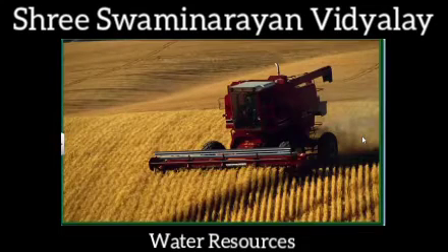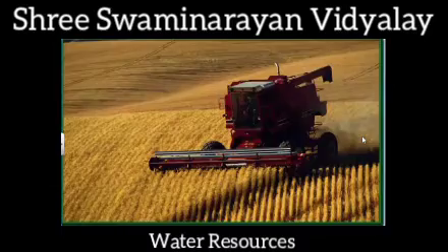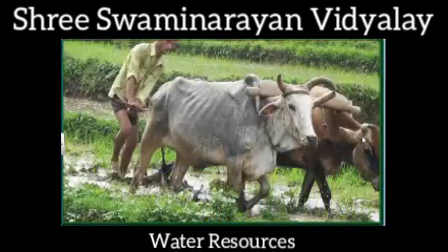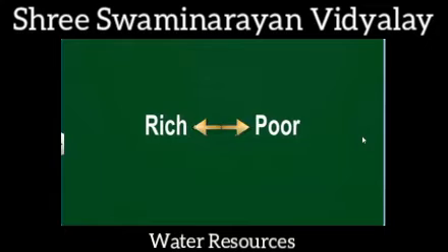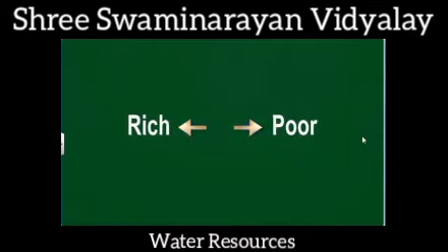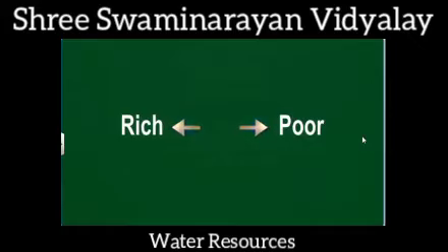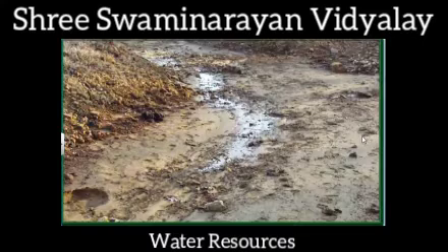Major benefits of large multi-purpose projects go to big landowners and industrialists, while the local, poor, landless people have little to gain. This widens the social division between the rich and the poor. Better irrigation facilities attract farmers to grow more water-intensive commercial crops. This is leading to over-irrigation and increase in soil salinity.